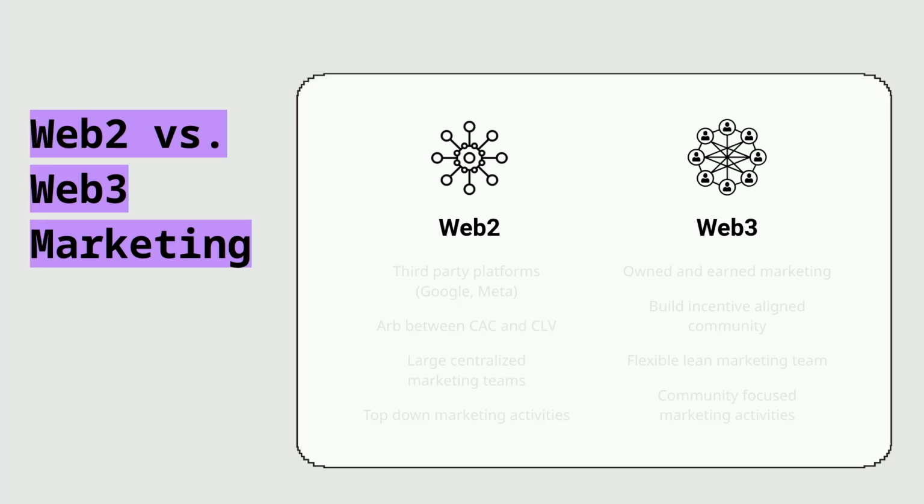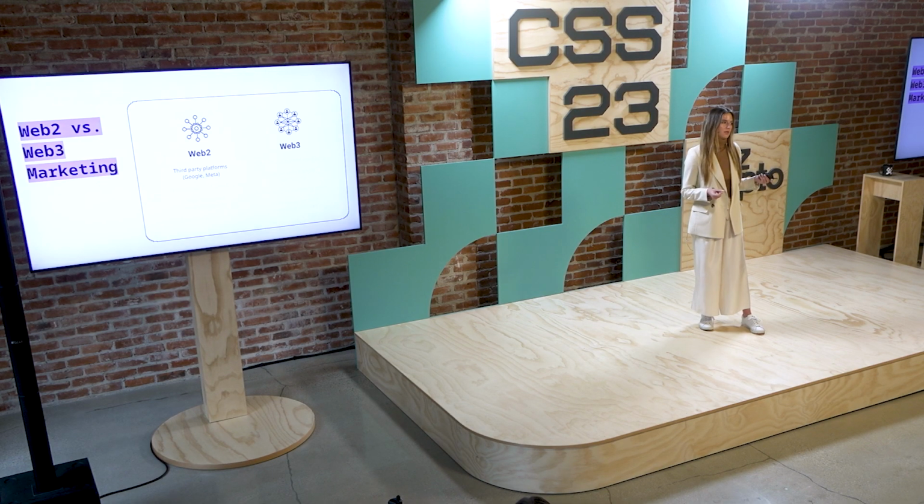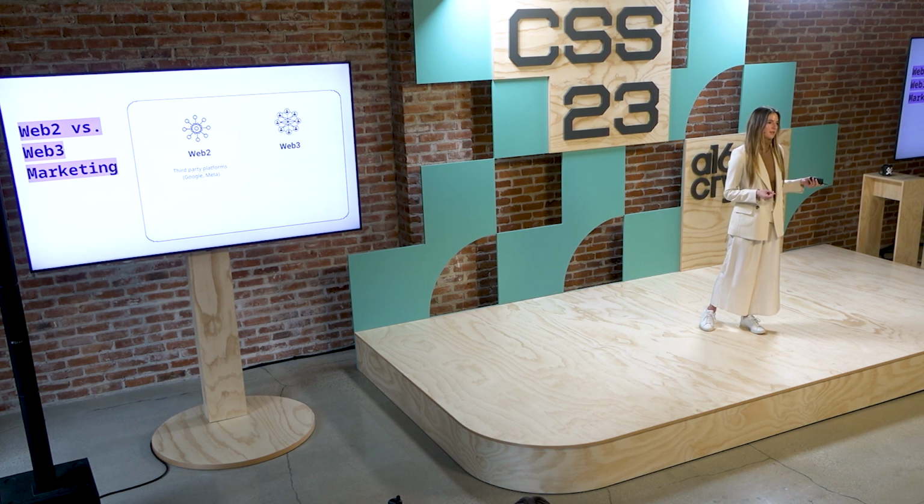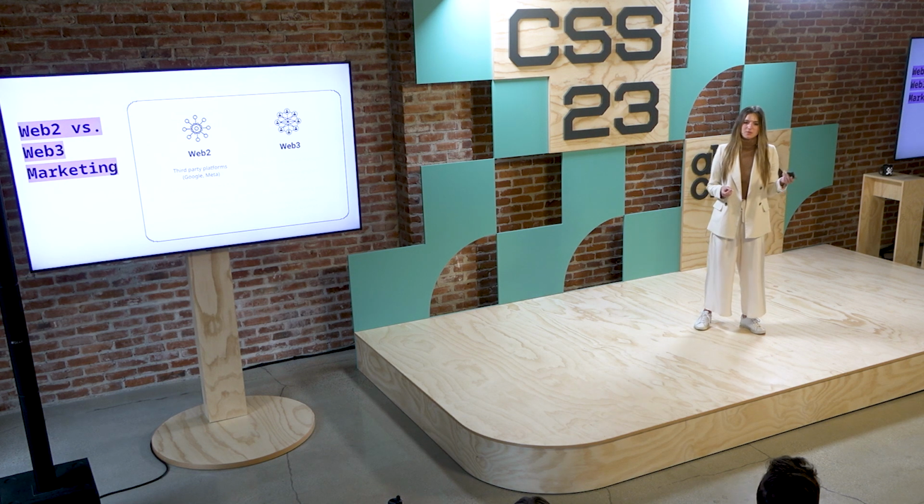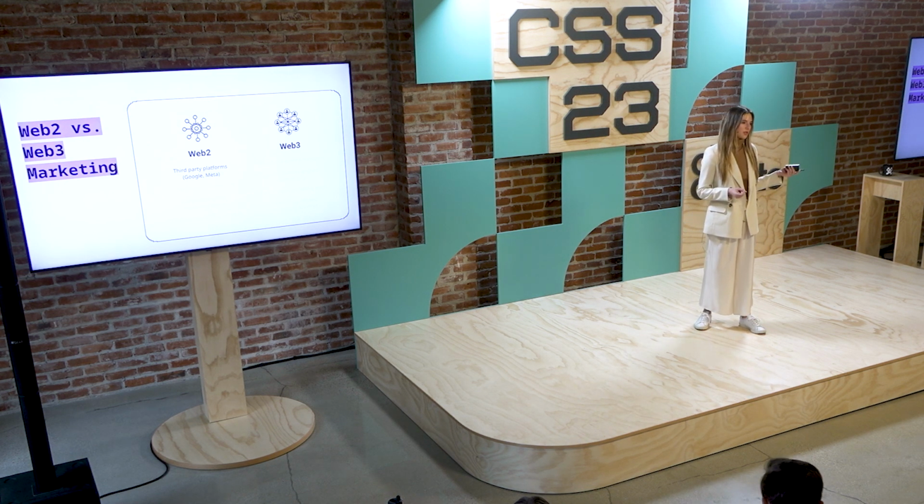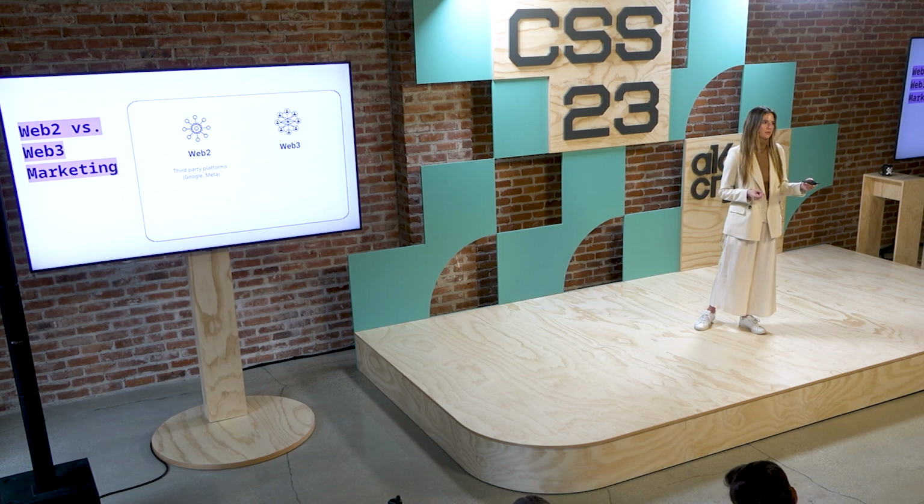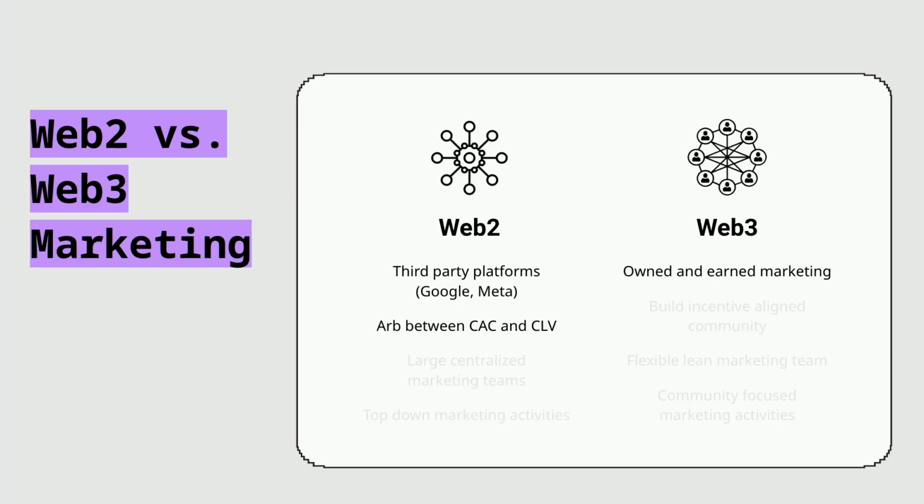Web 2 marketing is different from Web 3 marketing in some really notable ways. If you've ever done marketing in a Web 2 context, you notice that you are constantly using these third-party platforms like Google Ads and the various Meta business suites. And in the Web 2 world, marketing is basically an arbitrage between the cost to acquire a customer and lifetime customer value. And that arbitrage takes place on these third-party platforms so that you're constantly paying the piper to keep spinning the flywheel of growth and continue being able to target your own audience. And you get addicted to that.